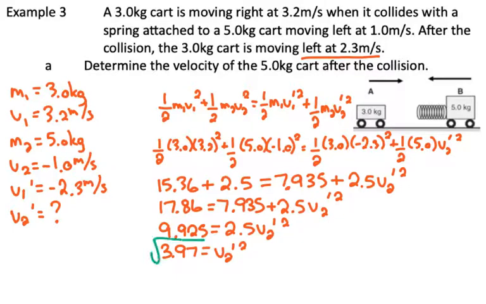And we need to take the square root of both sides to cancel off that exponent. And we get that v2 prime going to 2 sig figs would be 2.0 meters per second. And if we think about what's happening with this cart, the 5 kg cart is bouncing off of the 3 kg cart. So at the end of this, after the collision, it will be moving to the right.